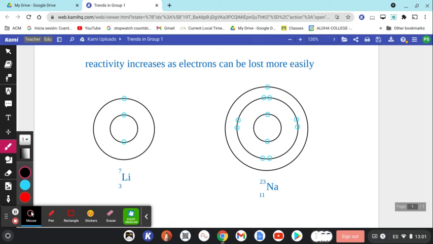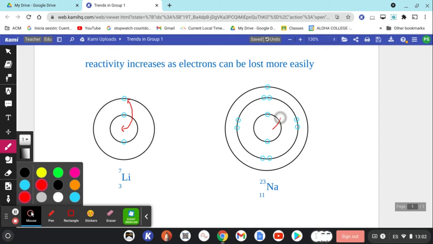Sodium has 3 shells occupied, and therefore the outermost shell is far away from the center, the nucleus, and therefore the electrostatic attraction is weaker. So, as we can see, the distance between the nucleus of lithium and the outer shell electron is smaller than the distance between the nucleus of sodium and the outermost electron. So therefore, the electrostatic force of attraction is weaker, and therefore sodium can lose an electron more easily.